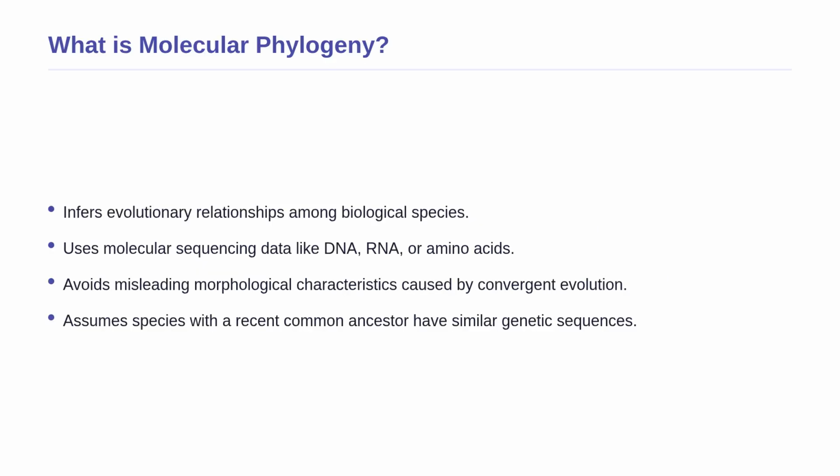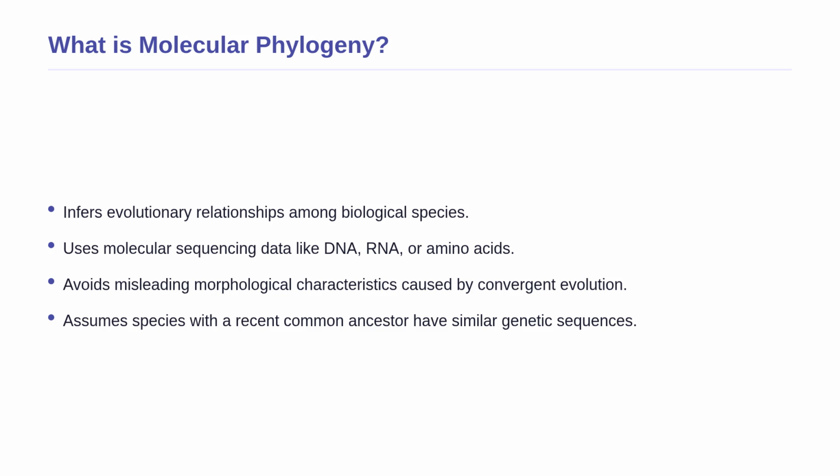Now that we know what we are studying, let us look at how it works. In computational biology, molecular phylogeny is the scientific discipline of inferring evolutionary relationships among various biological species. Instead of relying on physical characteristics, which can sometimes be misleading due to convergent evolution, we use molecular sequencing data, such as DNA, RNA, or amino acid sequences.